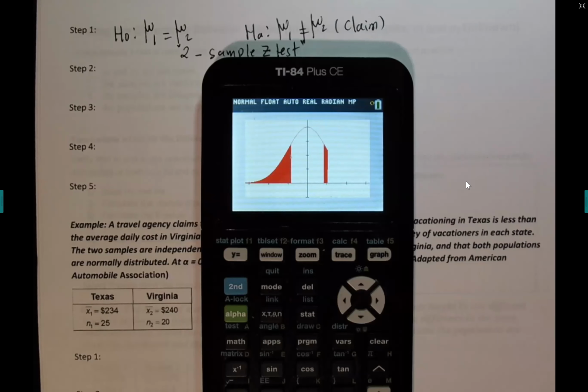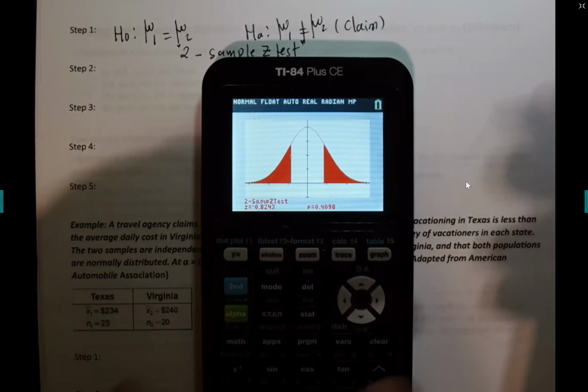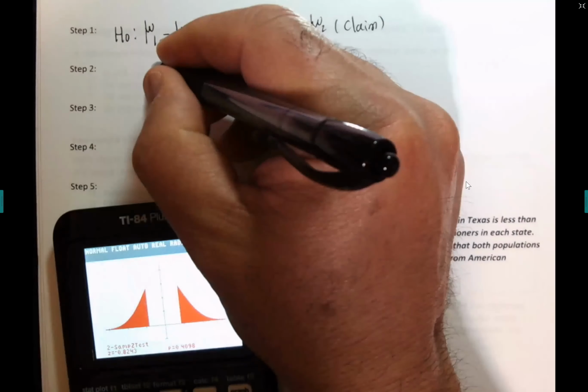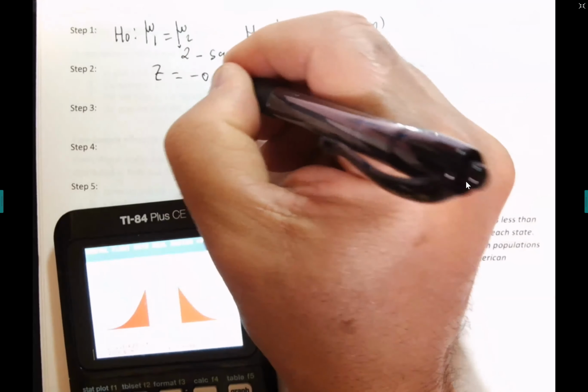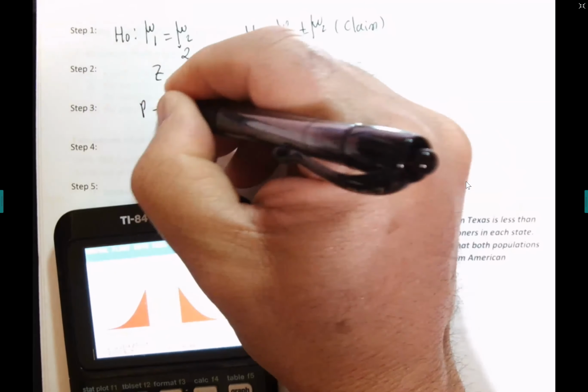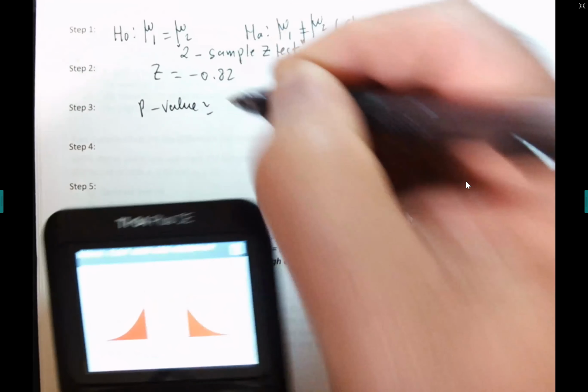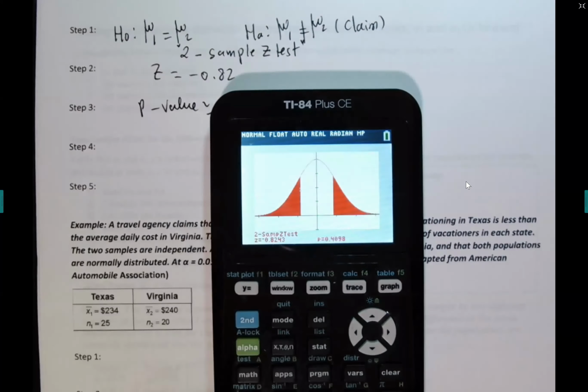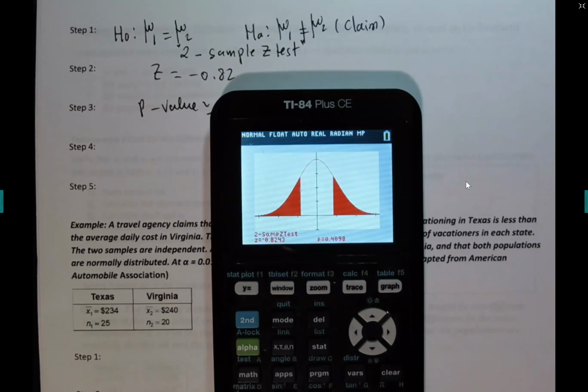Ooh, huge p-value. Okay. The test statistic Z is negative 0.82. Step number 2. P-value, let me just write this down, guys, and then we're done with the calculator. 0.4098.